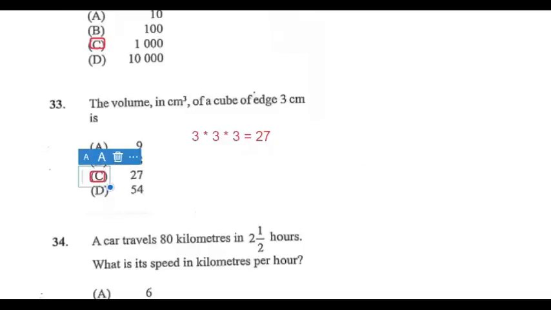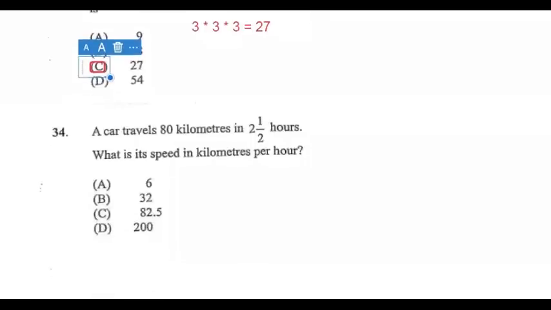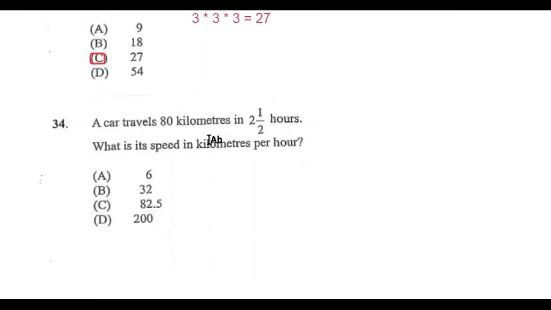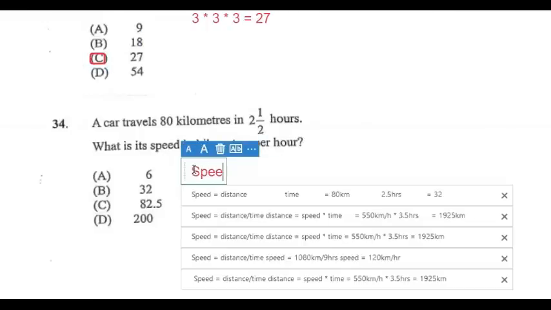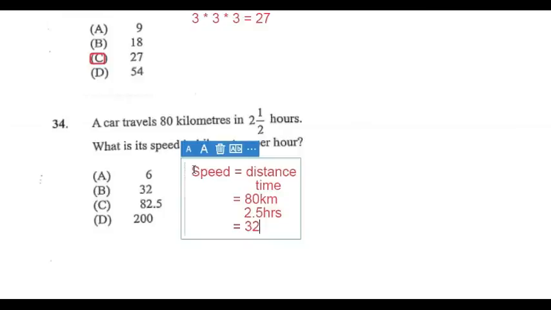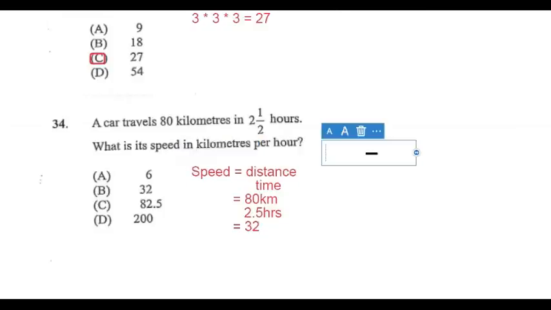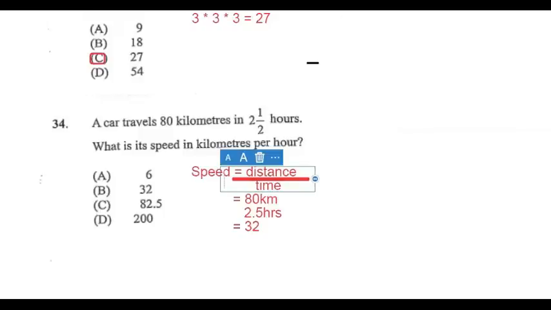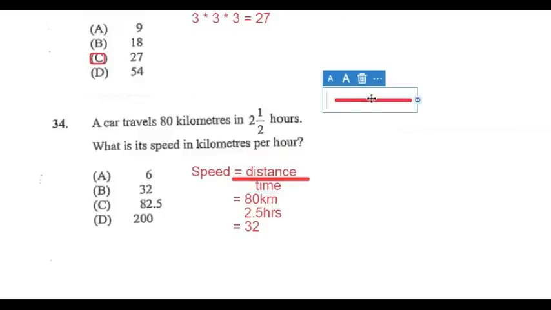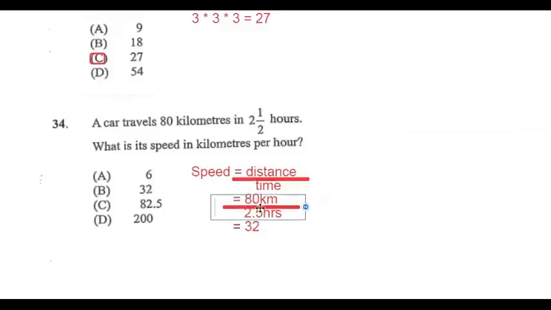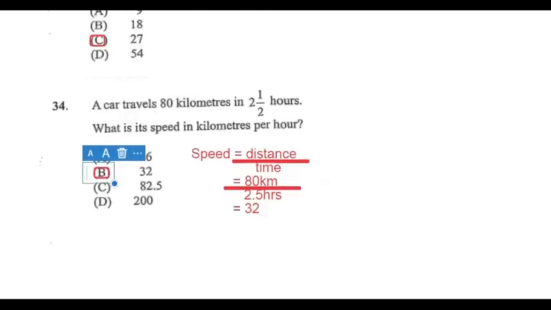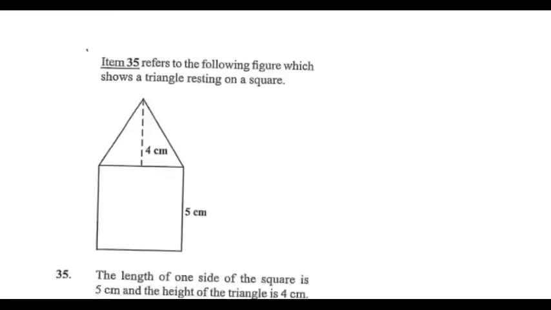A car travels 80 kilometers in 2.5 hours. What is its speed in kilometers per hour? So remember that speed is equal to distance divided by time, and the distance in this case is 80 kilometers and the time is 2.5 hours. So therefore it is 80 divided by 2.5, and 80 divided by 2.5 is 32, and therefore answer 434 is B, 32 kilometers per hour. And we're moving nicely along.